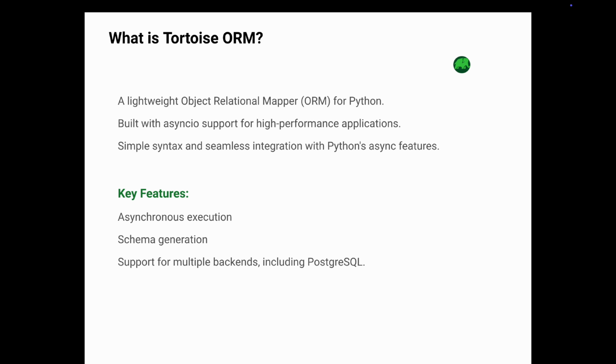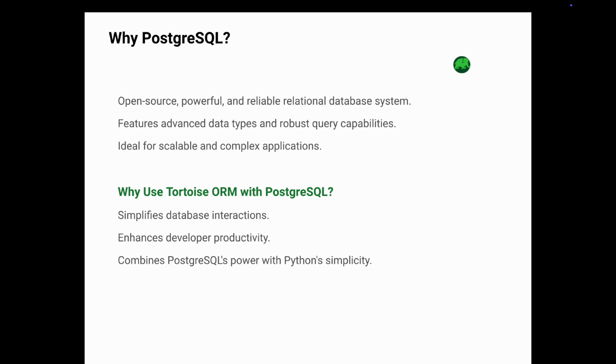applications. Its key features include asynchronous execution for efficiency, schema generation so you don't have to create database schemas manually, and support for multiple backends including PostgreSQL, MySQL, and SQLite. PostgreSQL is an open-source, powerful, and reliable relational database system. It is known for advanced data types, robust querying capabilities, and scalability for complex applications. When combined, Tortoise ORM and PostgreSQL make database management simple and efficient.